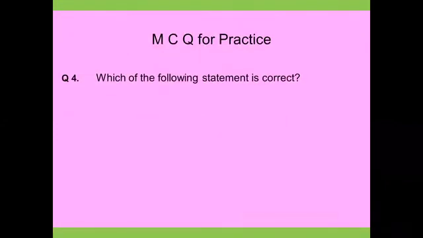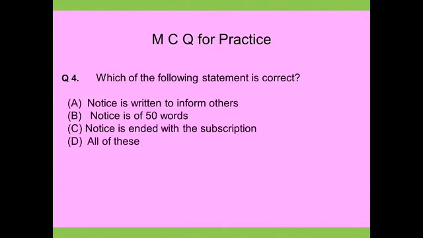Which of the following statement is correct? Four statements are there. Notice is written to inform others. Notice is of 50 words. Notice is ended with the subscription. Subscription means, again, I'll give you this terminology. Subscription or the postscript means the signatory details. The person signing or putting up the notice. The name जो लिखते हैं and designation. That is called as the subscription. So answer will be D for Daman.